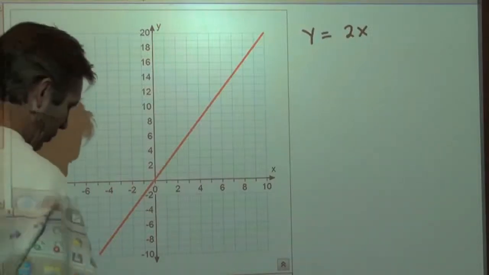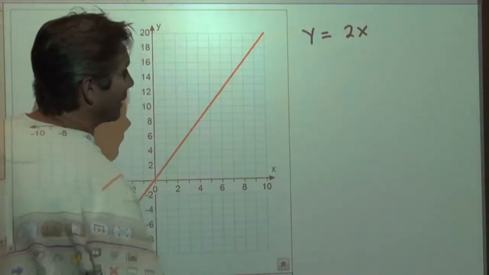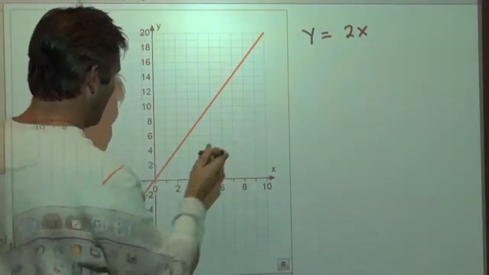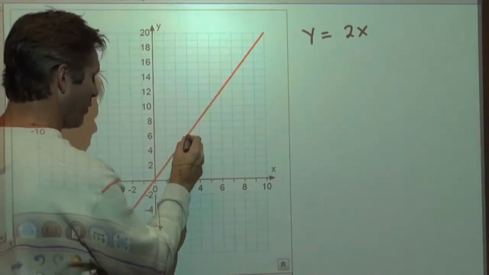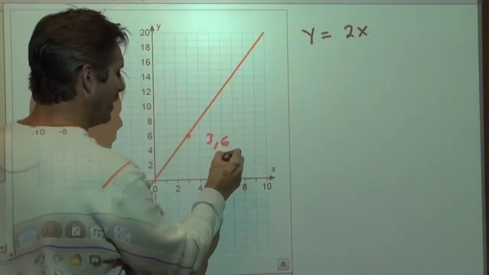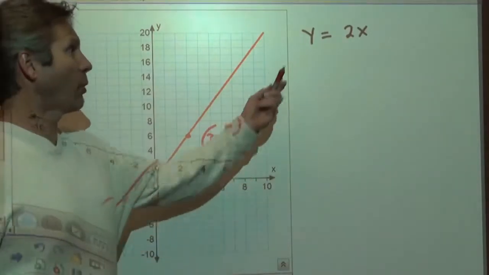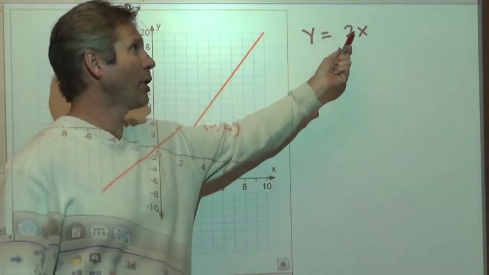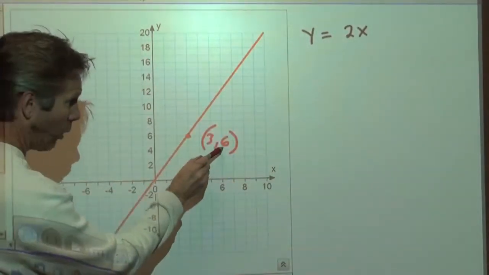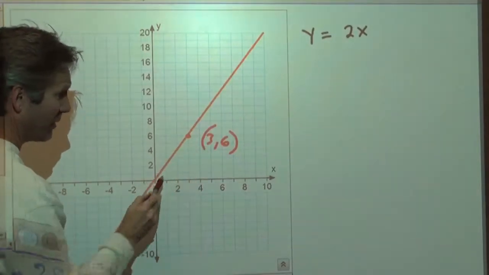We've got the line y equals 2x. One thing I'd really love us to understand is that every point on this line, like let's say the point (3, 6), has this relationship that the y coordinate is exactly twice as big as the x coordinate. The y is twice as big as this x.